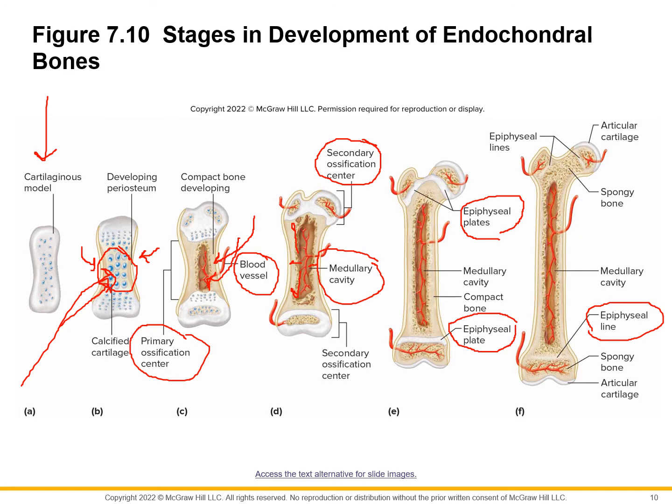Again, it's called ossification. We have endochondral ossification and intramembranous. Intramembranous is mainly flat bones. Endochondral is going to be mainly long bones.